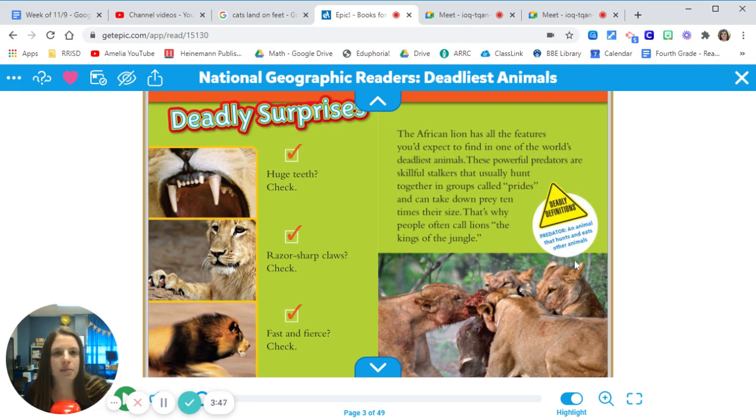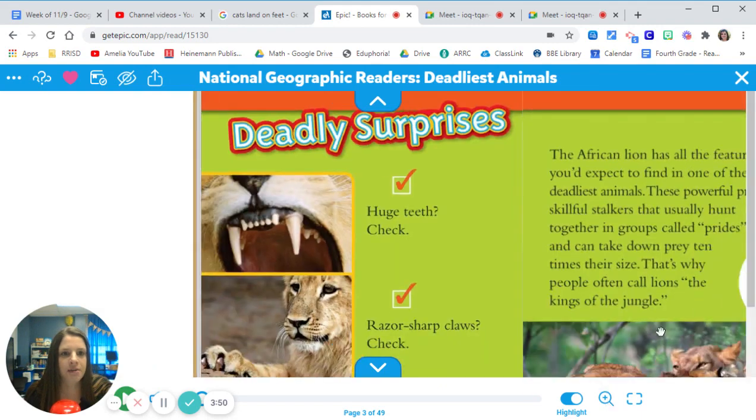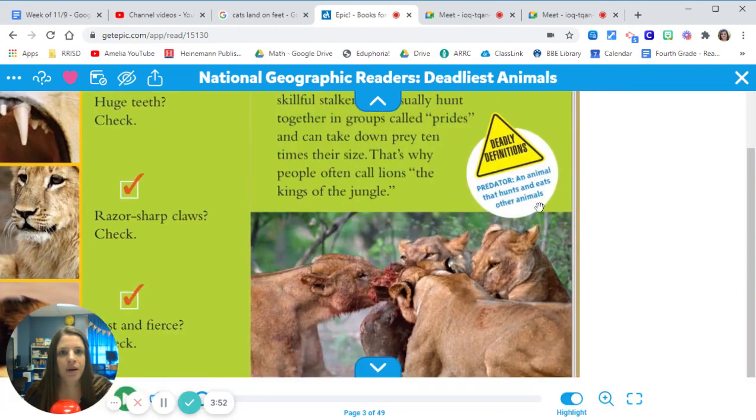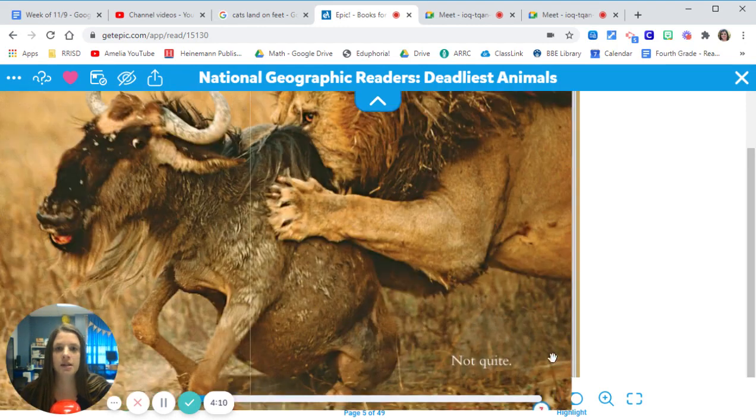So let me see what else this book has. This says Deadly Definitions. Let me zoom in a bit. Predator, an animal that hunts and eats other animals. Okay, so for this text feature, they did a text box that has a definition to help the reader better understand the word predator. So that's a great idea too. So I could do a series of photographs. I could do a definition. Let's see what else they have going on here.